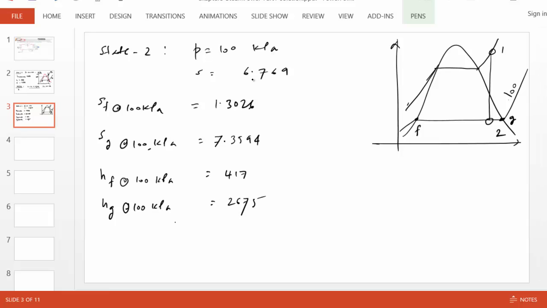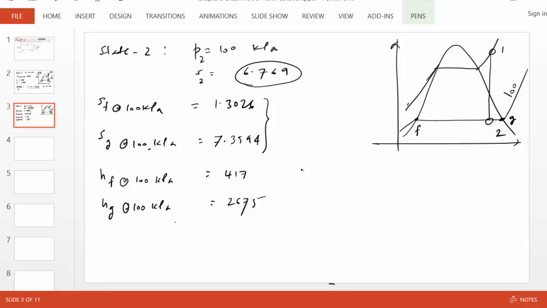Okay, note that our S is in between these two values. So obviously S2 must be in between Sf and Sg. And that's how we detect the phase composition of the state. Suppose S2 was bigger than 7.35, in that case we have a superheated state. But now that we know it's a mixture, we have to figure out what is the quality of the mixture.